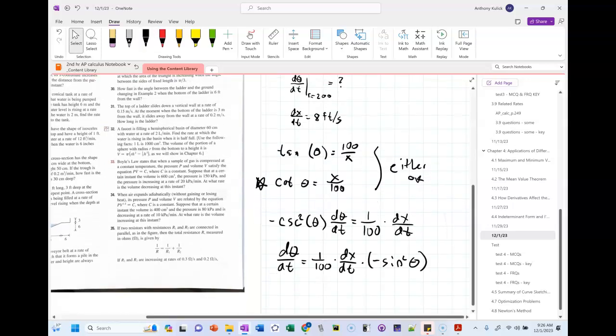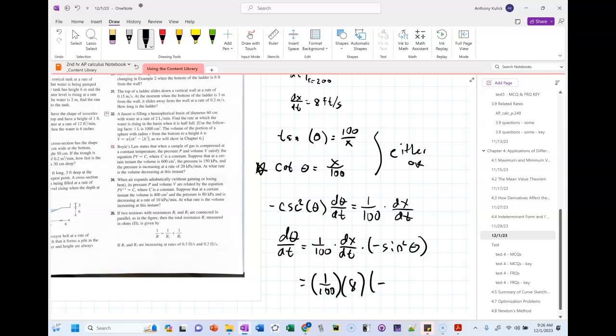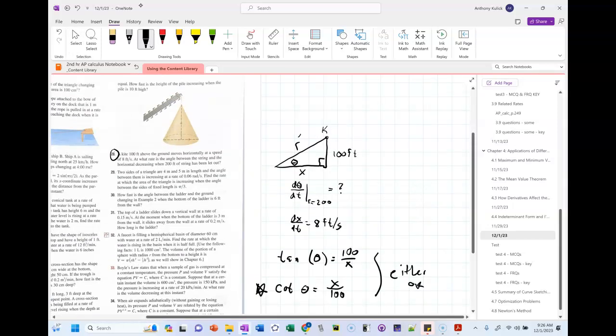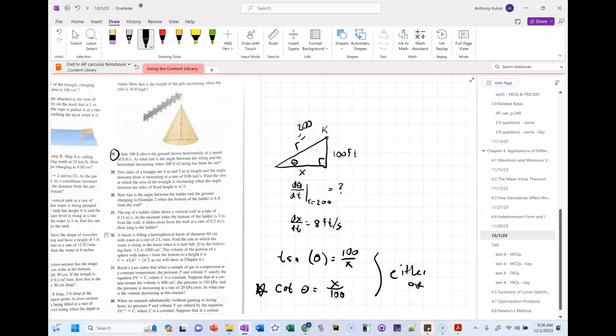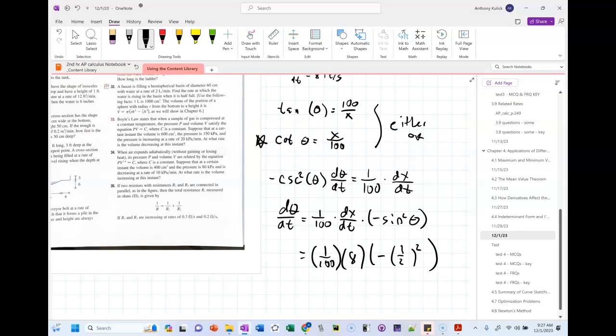Okay. So the 1 over 100, no problem. We got that. dx dt, we know that. It's 8. How do I do negative sine of theta squared? How do I calculate sine theta? The triangle, yeah. Because what do we know r is? 200 at the instant we're concerned for. So sine of theta is 100 over 200, or 1/2. And then it's just clean up from there.